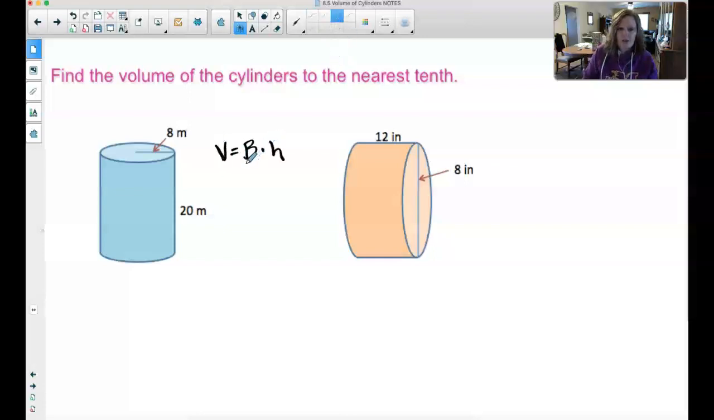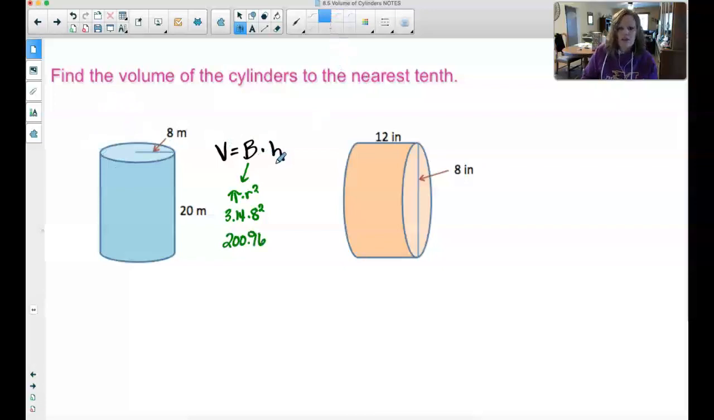Okay, then we're going to do this in 2 parts. Start with the capital B. The base is this circle, so it's pi times radius squared. 3.14 times 8 squared. 8 squared is 64 times 3.14 is 200.96. That's only the circle.